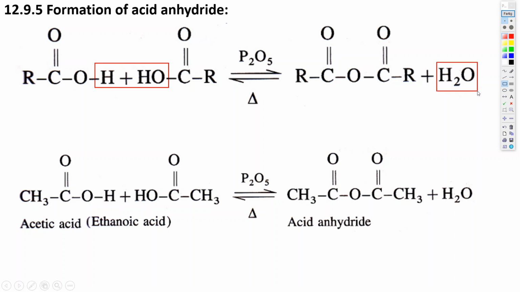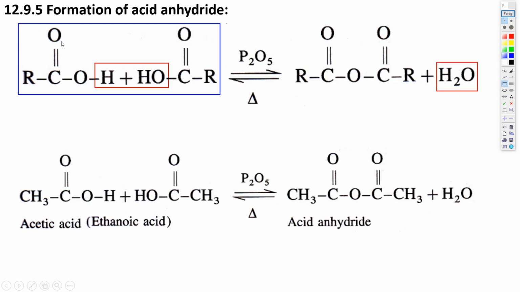Now join the remaining part. The remaining part is like this. RC=O O C=O R. What is this? This is the acid anhydride. You can also write another structure of this acid anhydride like this.